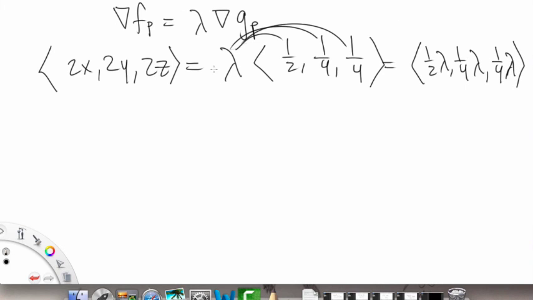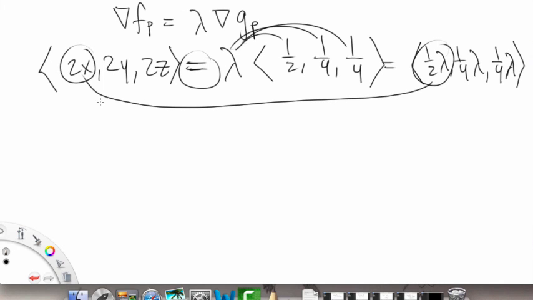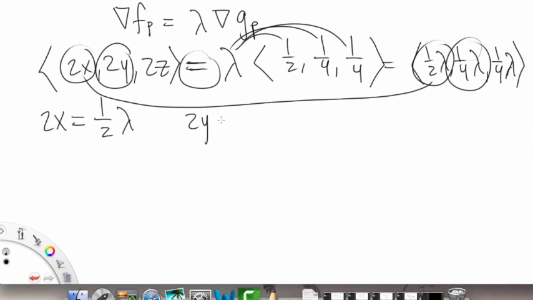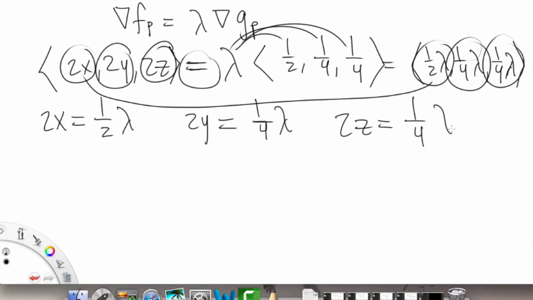Since these are equal, equality means things should be equal, so we're going to set the components equal to each other. As first components, we're going to create mini equations. So we're going to have 2x equal to 1/2 times lambda. Now let's set the second ones equal to each other. So now we have 2y equal to 1/4 lambda. And then finally we have 2z equal to 1/4 lambda.